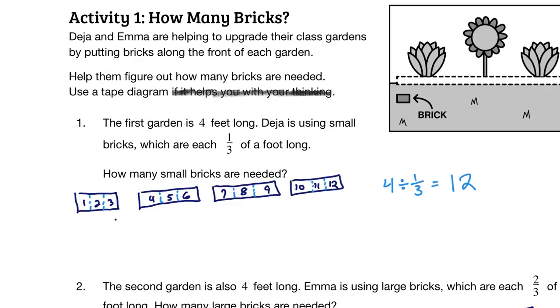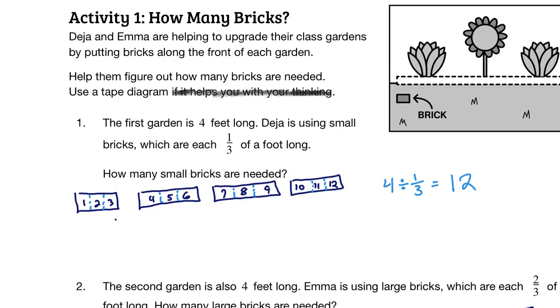All right, so let's go over those problems. The first garden has 4 feet, and we're going to be using 1/3 of a foot long bricks. So here I've drawn out my 4 feet. Now I have separated mine because that way we don't get confused while we're looking at the fractions. So here I have 1, 2, 3, 4, and each one of those individual feet will have 3 thirds in it. So if I'm looking for how many thirds I have, there will be 3 for each foot, and I have 4 feet, so there will be a total of 12.